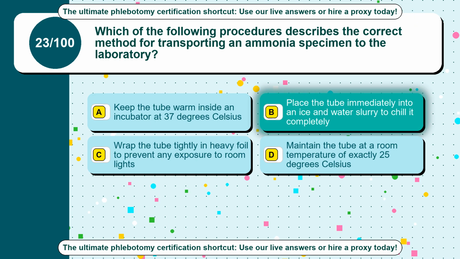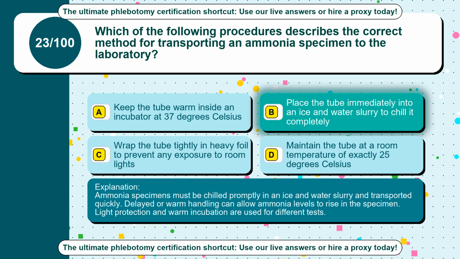The correct answer is option B. Place the tube immediately into an ice and water slurry to chill it completely. Ammonia specimens must be chilled promptly in an ice and water slurry and transported quickly. Delayed or warm handling can allow ammonia levels to rise in the specimen. Light protection and warm incubation are used for different tests.